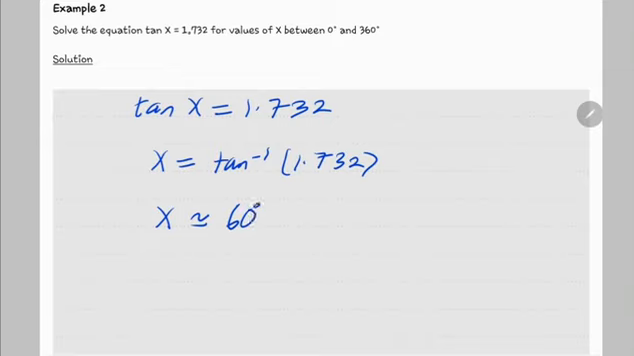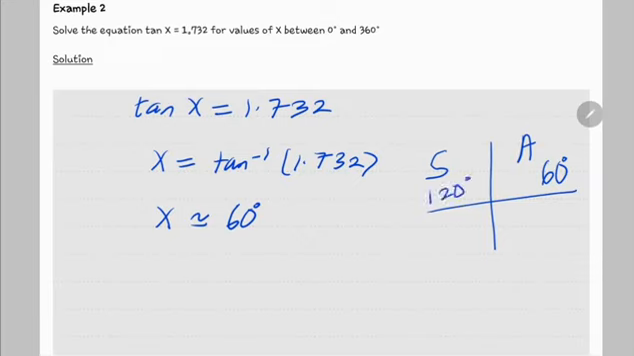Then since x ranges between 0 and 360 degrees, it means in the first quadrant we have 60 degrees where all angles are positive. In the second quadrant where sine is positive, this same 60 degrees will be 120 degrees. In the third quadrant, this same 60 degrees will be 240 degrees. In this quadrant, tan is positive. Then in the fourth quadrant, cosine is positive, and 60 degrees will be 300 degrees.